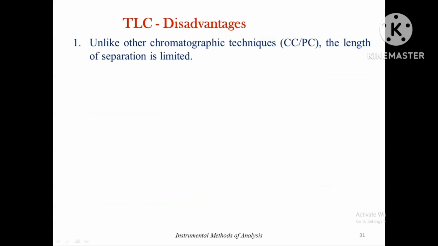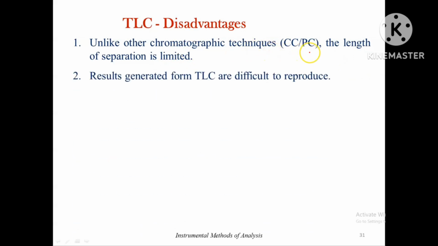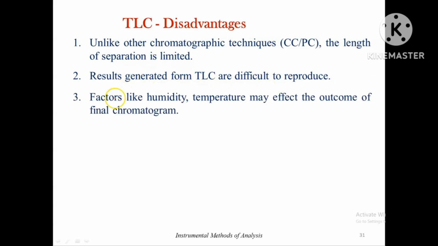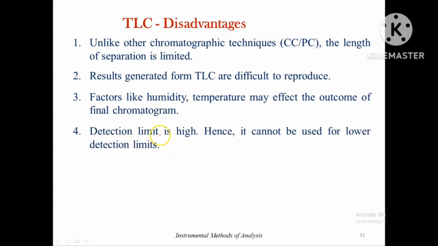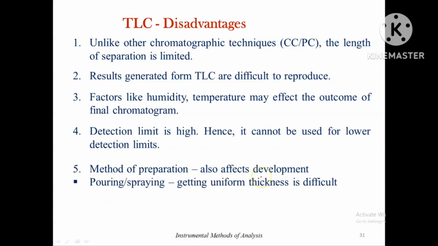Coming to the disadvantages, the length of the separation is limited, unlike other chromatographic techniques like column chromatography and paper chromatography. The results generated from TLC are difficult to reproduce. Factors like humidity and temperature may affect the outcome of the final chromatogram. Detection limit is high, hence it cannot reach lower detection limits. The method of preparation also sometimes affects chromatographic development. For example, in the spraying or pouring method, getting uniform thickness of the TLC layer is difficult, while in the dipping method, large quantities of slurry are needed even for coating the last TLC plate.